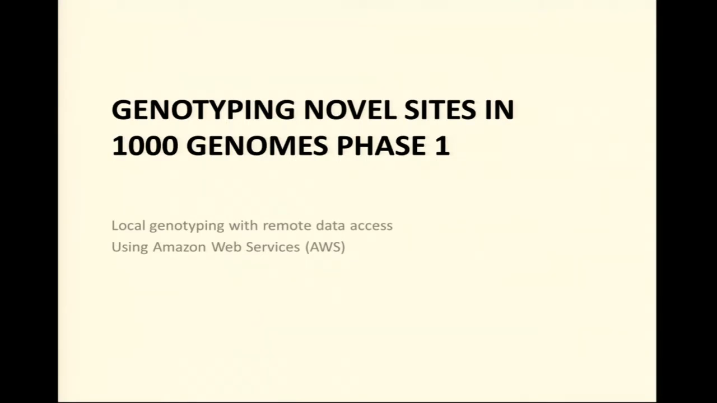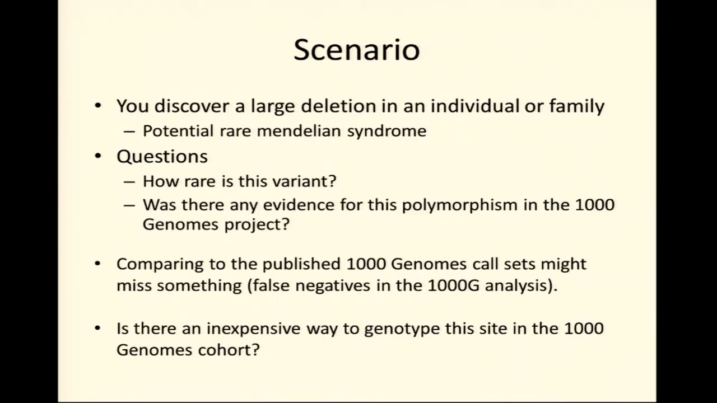I'm going to talk just a little bit about some work we've done to support a very common usage scenario, which is to genotype a novel site, and in particular to genotype it in 1000 Genomes Phase 1. The issue that comes up is that maybe you've discovered a large deletion, maybe from array data or for some other reason, you've got some samples and you found a large deletion.